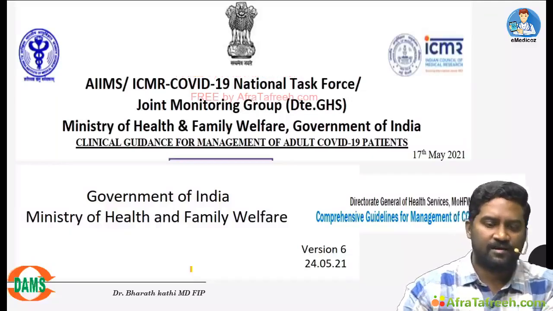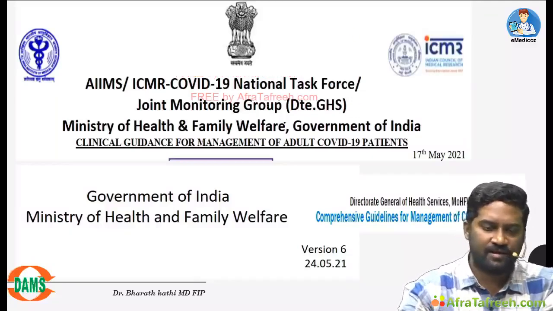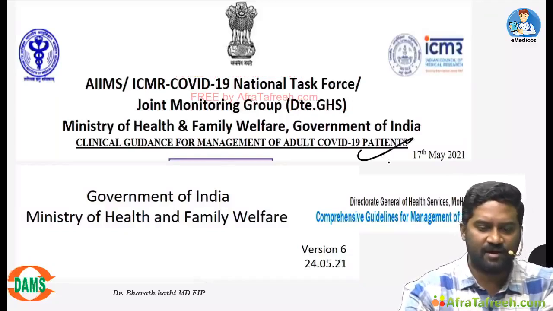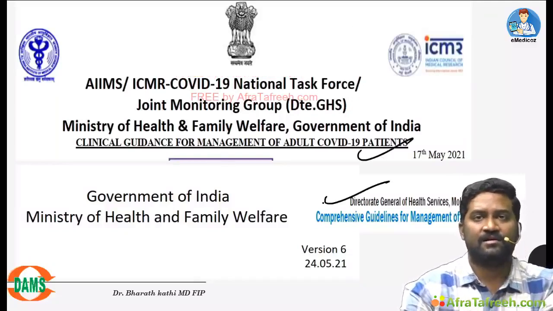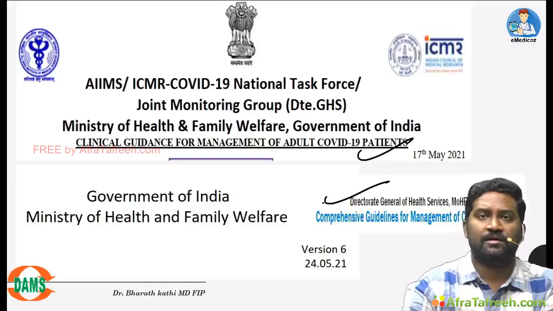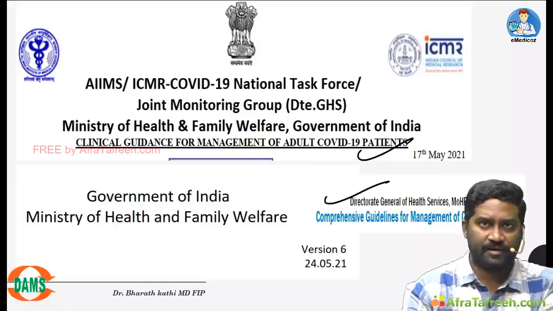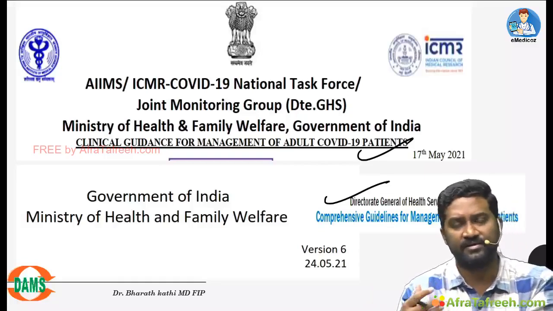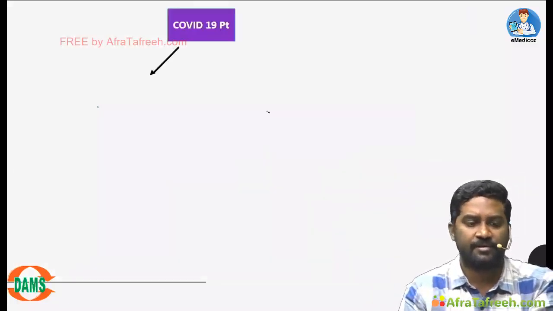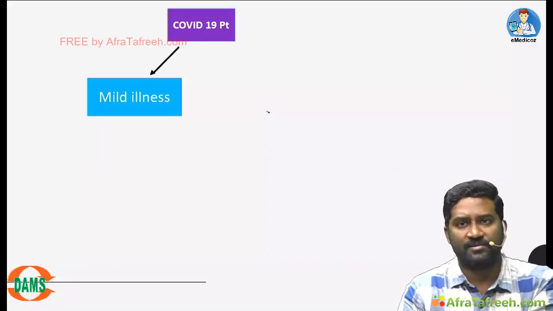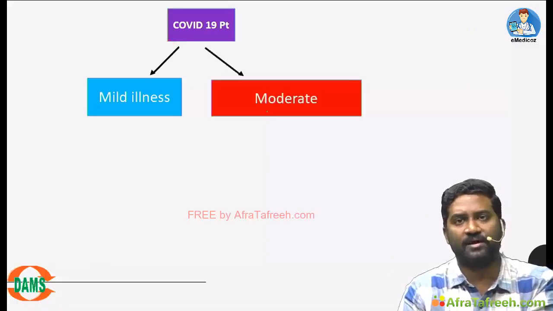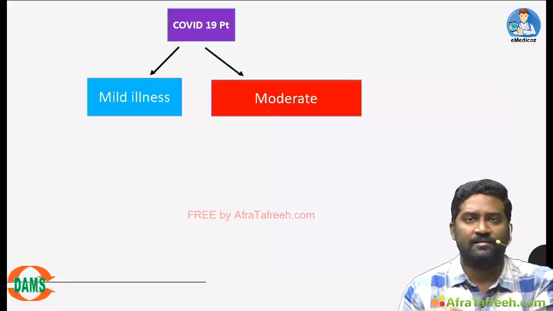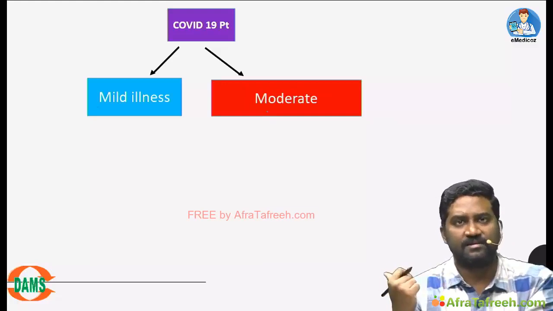Coming to the guidelines, we have taken the recent AIIMS guidelines and also DGHS guidelines. We have put all together, and whatever I am going to discuss now is the most recent guidelines. Whenever it changes, I will update. Now there is a COVID-19 patient. You have to divide whether this fellow belongs to mild, moderate or severe category. Severe category we will discuss in the next slide.